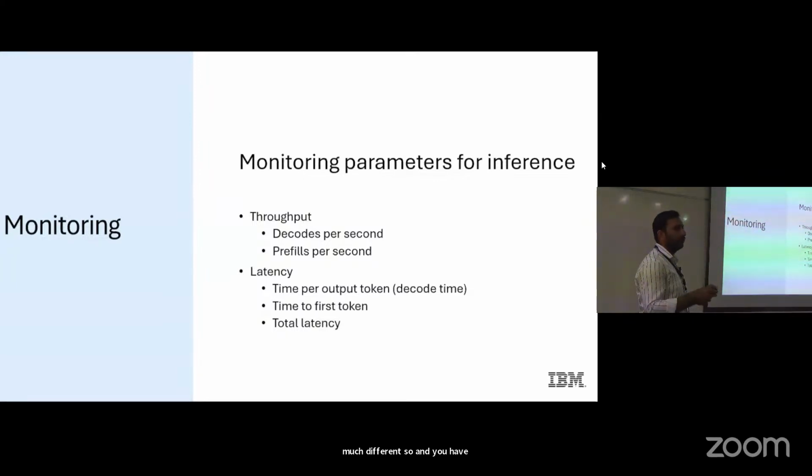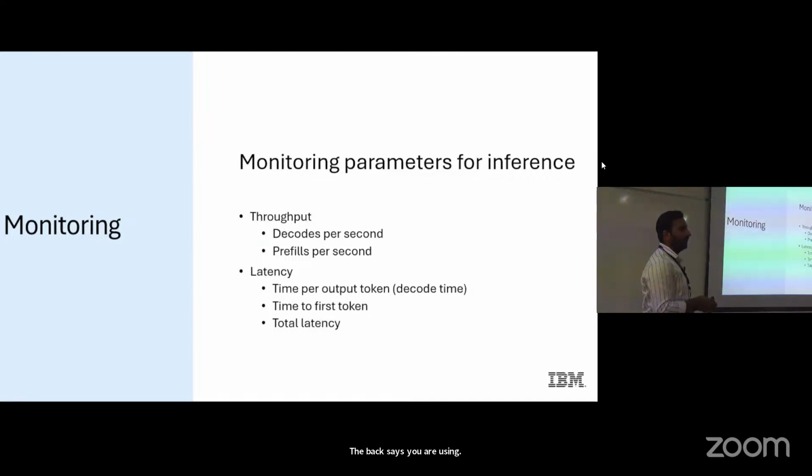You have time per output token, which is the most common monitoring that you use. It also corresponds to the user satisfaction. Like you want the tokens to become as fast as possible. Decode time also depends on the size of the model and the batch size you are using.